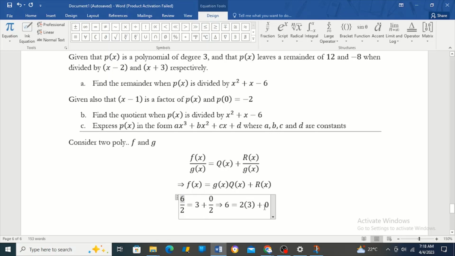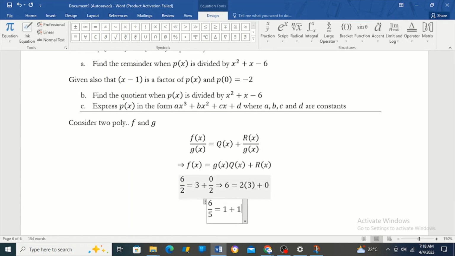Now let's take 6 divided by 5. The whole part will give you 1. The remainder will give you 1. Then we divide it by 5. Now if you multiply all through by 5, we get that 6 is equal to 5 times 1 plus 1. This one here is called the remainder. This one is also called the whole part, which is the quotient. You see that the remainder is different from 0, that's why you can see that 5 is not a factor of 6.